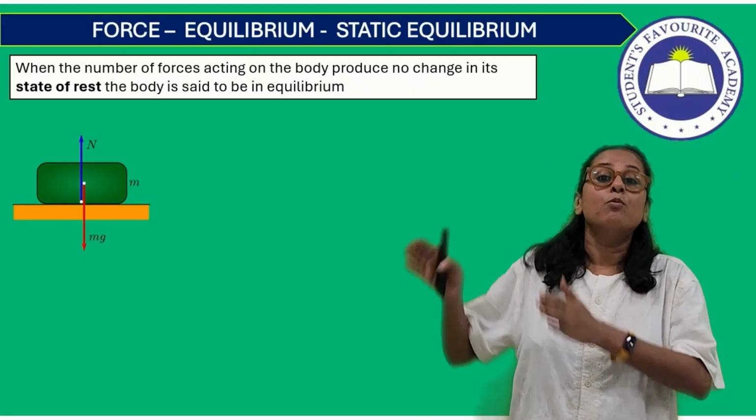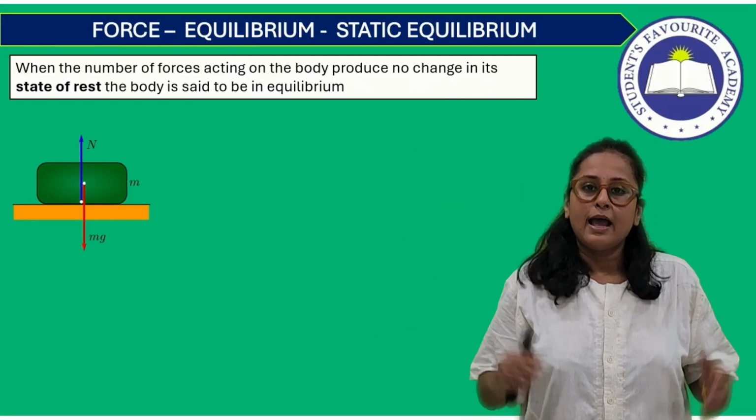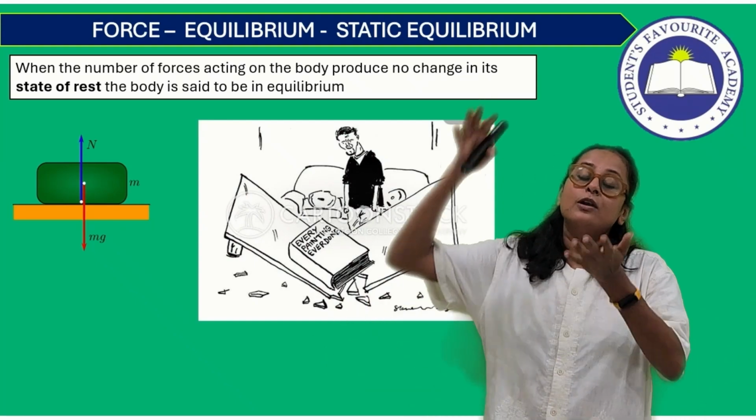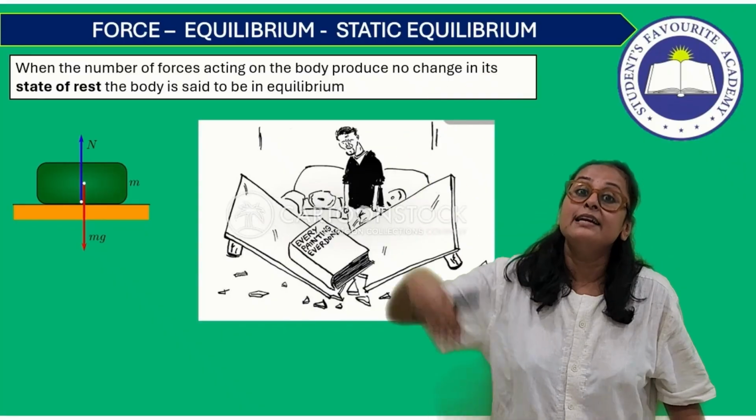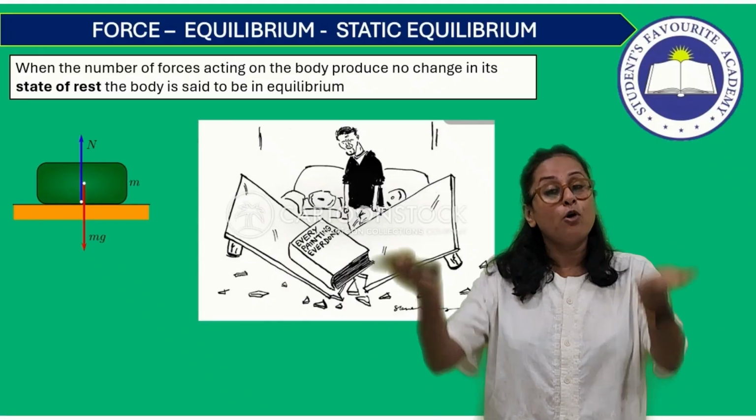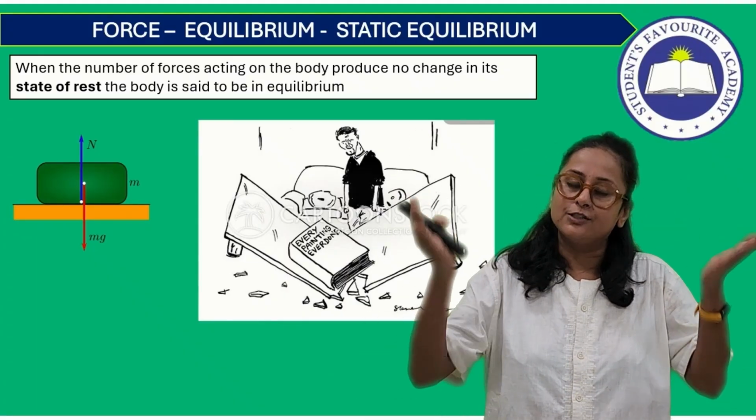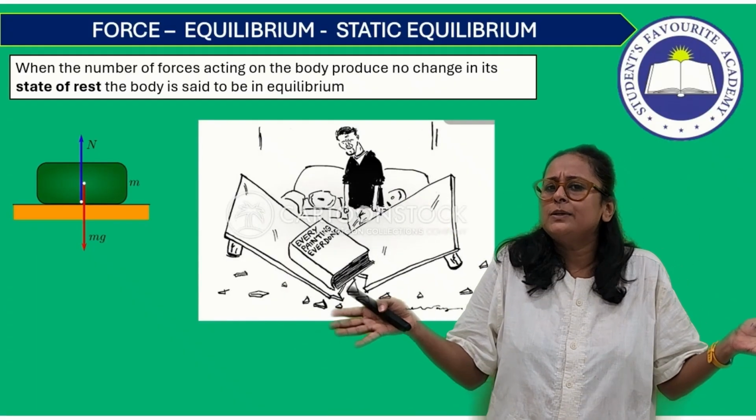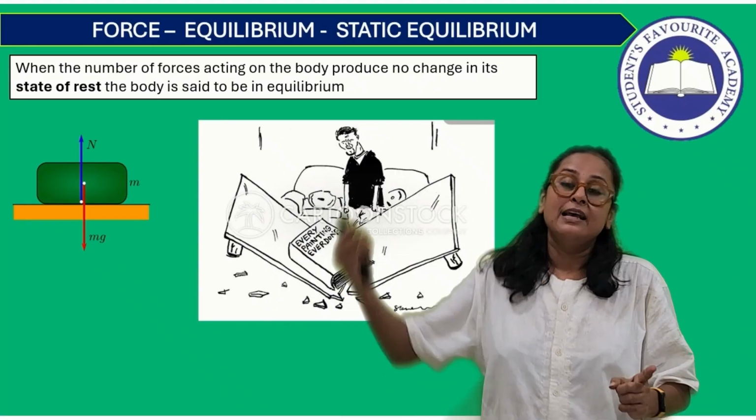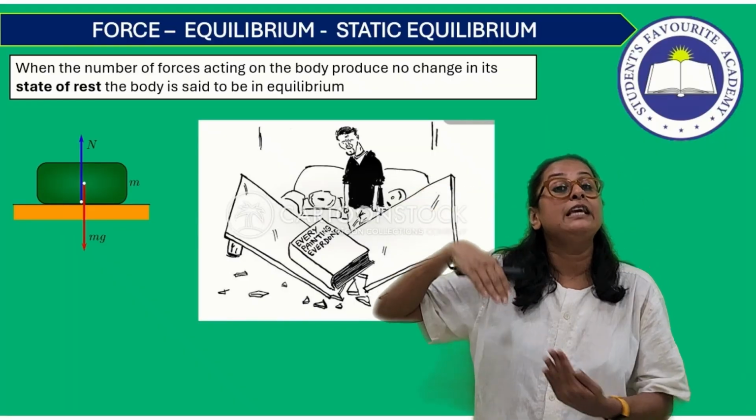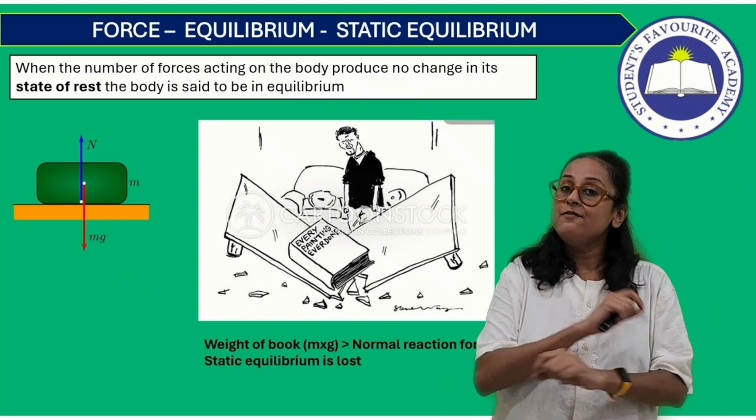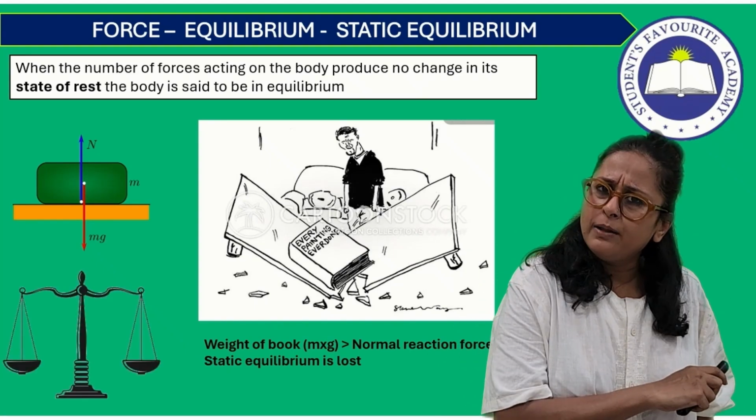What if I keep adding more and more books? At a point the table is going to give away that okay, that's all the weight that I can take. So now the weight of the books that are acting downward is much greater than the reaction force that the table can give upwards. So the table will break. So in that situation, the body is not in equilibrium. However, as long as the action and the reaction are of equal magnitude but in opposite directions, then we can say that the body is in static equilibrium, isn't it?